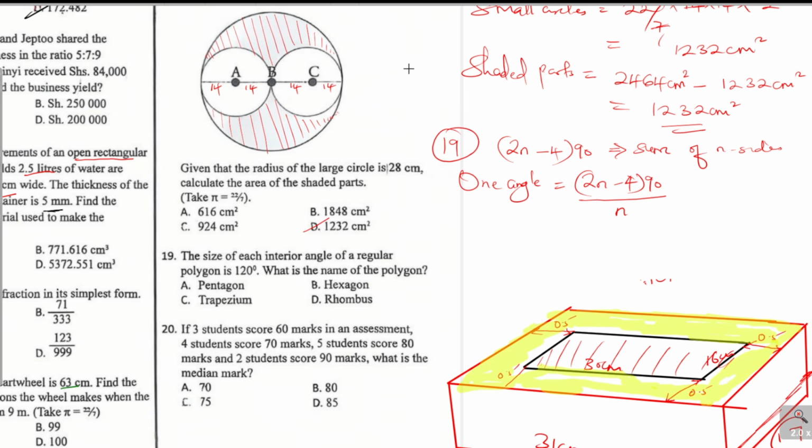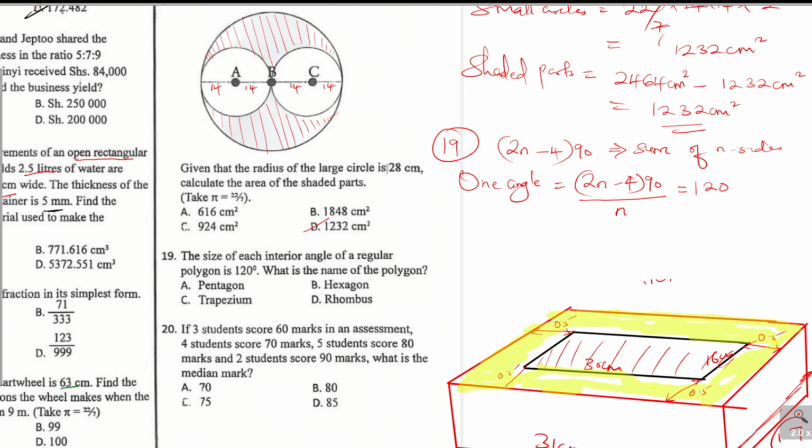So if I want to get the size of one angle, I'll take the sum of the interior angles and then divide by the number of angles, which is equal to the number of sides. That is why I've divided by n. So this expression shows the size of one interior angle, and that is what you're given. It is 120. So just solve this equation.